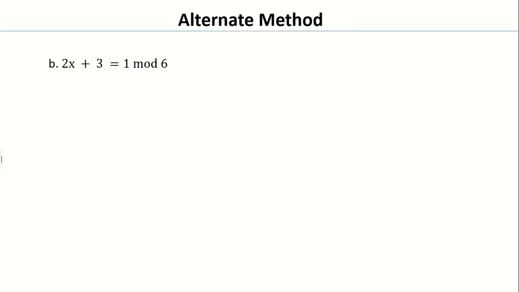Another alternate method to solve this question again. In this case, you try to eliminate this 3 by moving it to the other side of the equation, but to be used only with this one, not together with 6. Just leave mod 6 out of it. So you can have 2x plus 3 minus 3, which will be equal to 1 minus 3 mod 6. If you do that, you obtain 2x equals minus 2 mod 6.